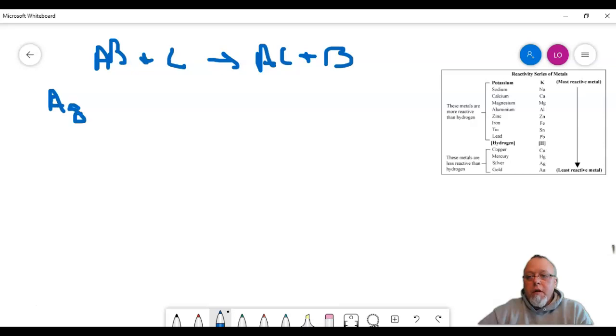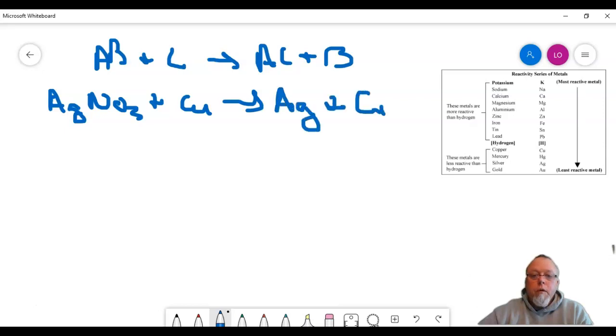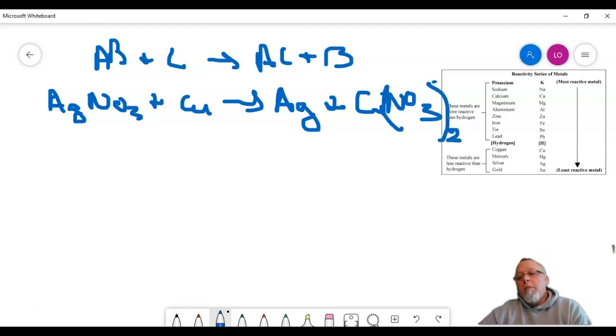We had silver nitrate, AgNO3, plus copper, and it gave us copper nitrate, and I think it was 2 NO3s. Why did this reaction happen? The reason is because copper is more reactive than silver. Looking at our reactivity series, silver is second from the bottom and copper is higher up. The most reactive is at the top, the least reactive is at the bottom, and copper is more reactive than silver.